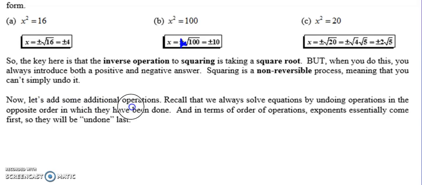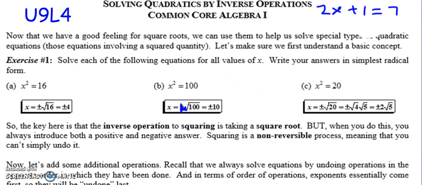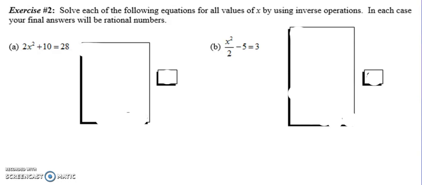Now let's add some additional operations. Recall that we always solve equations by undoing operations in opposite order in which they've been done. So in terms of order of operations, exponents essentially come first, so now we would undo those last. So remember, we taught you to solve equations by doing reverse order of operations, and that will help out in this. So solve the equations for all values of x using inverse operations in each of these cases.